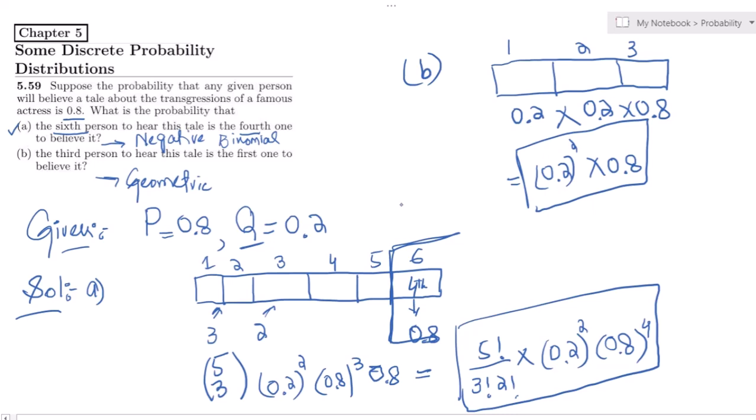Okay, so that's it for today, in which we have seen how to recognize whether a certain probability question is a negative binomial distribution problem or a geometric probability distribution problem.